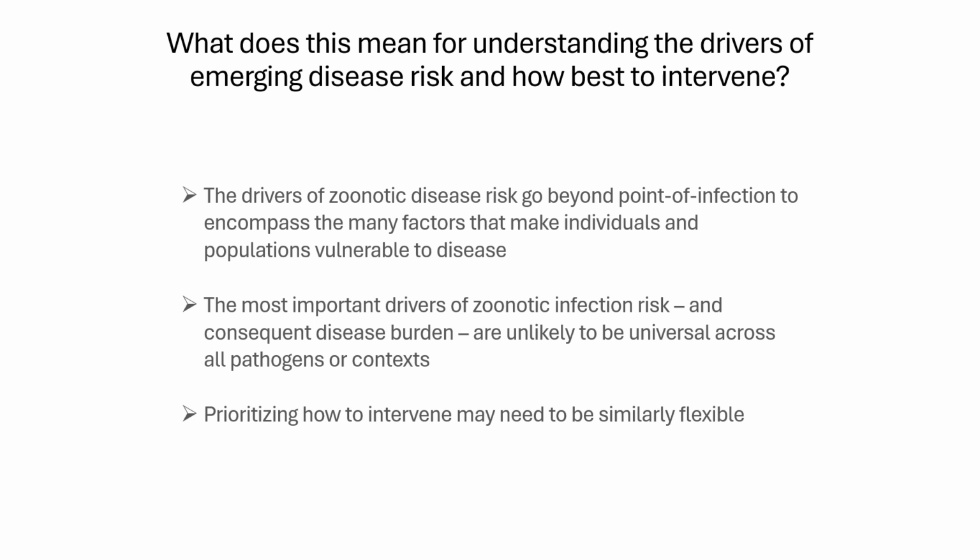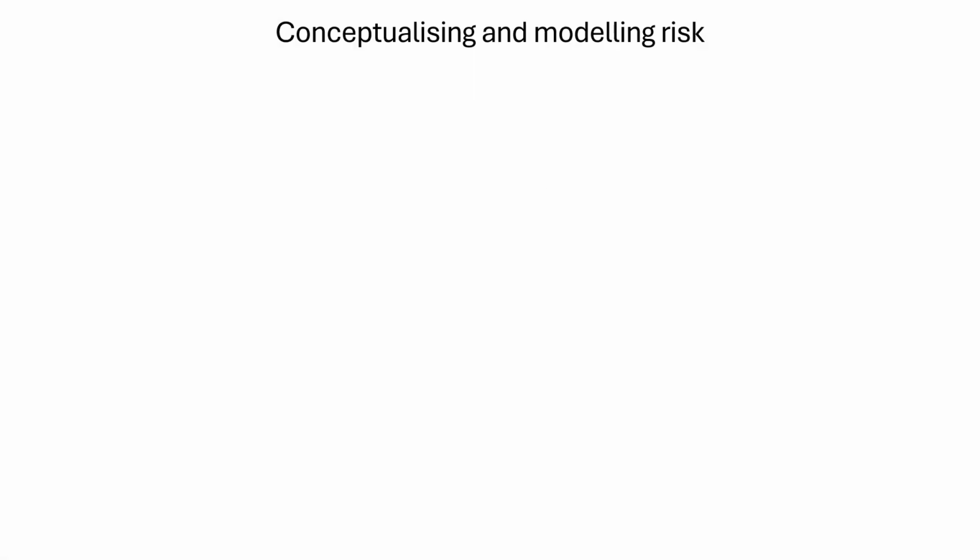If we're thinking about infections once they have emerged, we start needing to think a lot more about the social and political economic drivers of wider spread and disease impact and outcomes. So the kinds of drivers that we might want to try and address may not be universal across all pathogens and contexts. So prioritizing how to intervene might require some flexibility. In this next section, I'm going to talk about a conceptual framework for how we pull all these things together into modeling risk and decomposing these drivers.